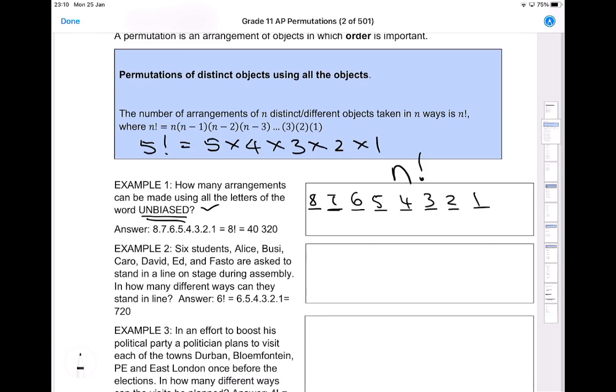Now the number of arrangements you can get is found by multiplying these numbers. So these numbers should be multiplied by each other. Multiply all these numbers by each other. Now you will notice 8 times 7 times 6 times 5 times 4 times 3 times 2 times 1 is what we call 8 factorial. Now 8 factorial is not simplified. You actually need to simplify that, unless the question says leave your answer in factorial form.